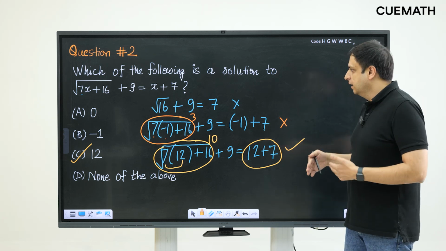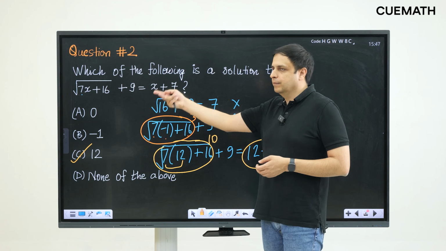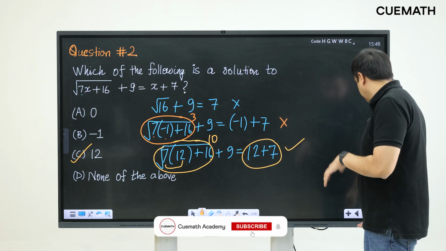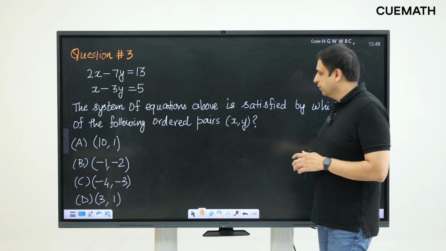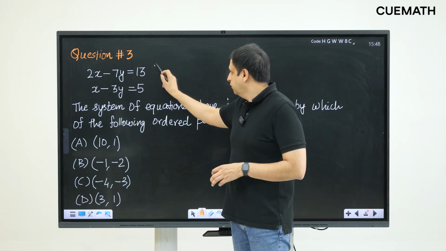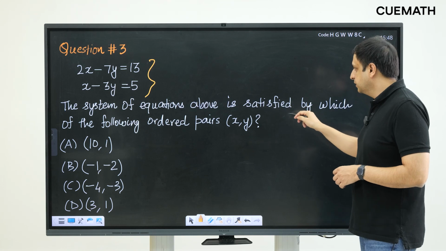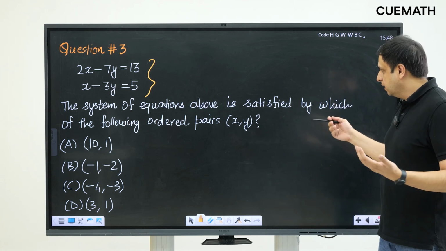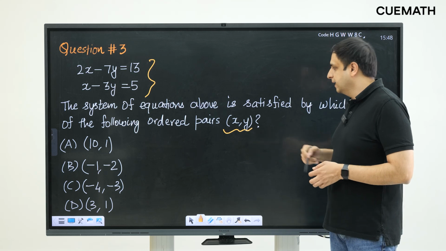So you can see how quickly the question can be solved if you just take the options and try them out one by one. That is what it means to try out the options. Here's our question number 3. We have a system of linear equations and we are asked which of the following ordered pairs x comma y satisfies this system of equations.